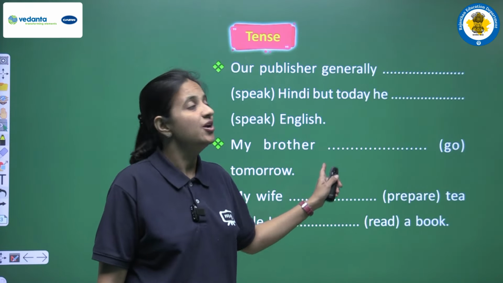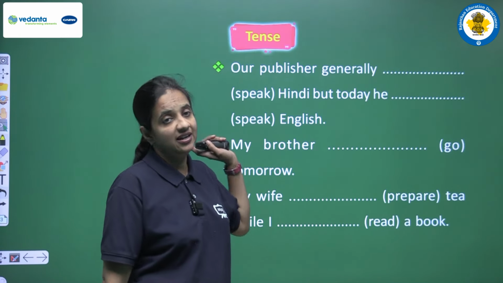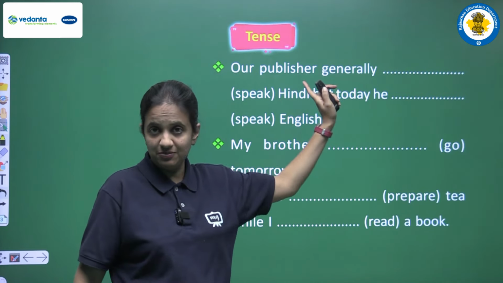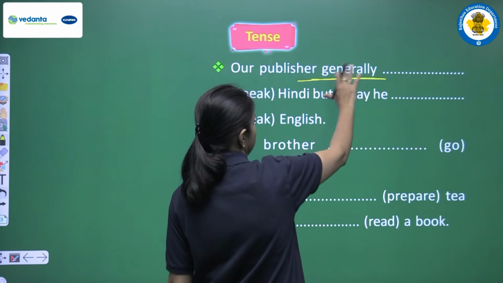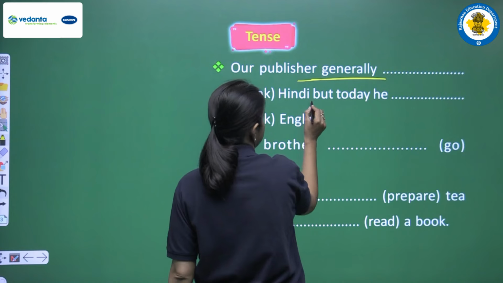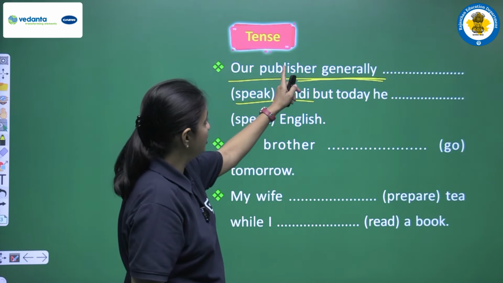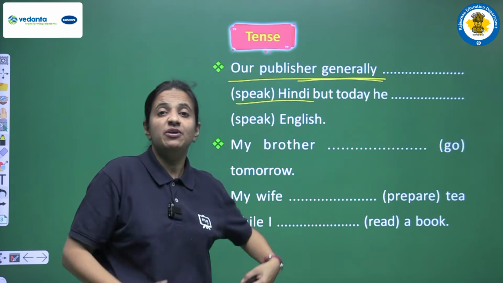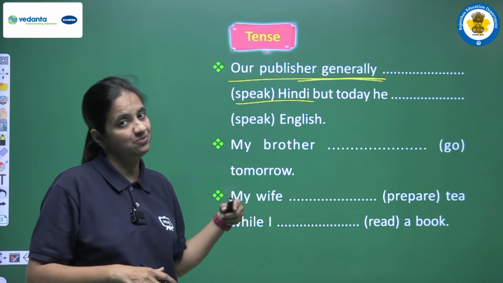Okay, so in this sentence we have two blanks. So we have to fill both the blanks, and let's read the sentence one more time. We have our subject, that is our publisher, right? Next we have generally. So first let's try to solve the first blank. We are saying that our publisher generally speak Hindi. First we will solve this much of the sentence. Generally means, again we are talking about the publisher's habit, his daily custom. And we are saying that generally he speak Hindi.